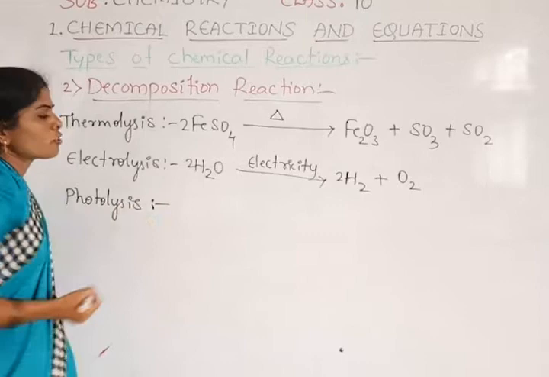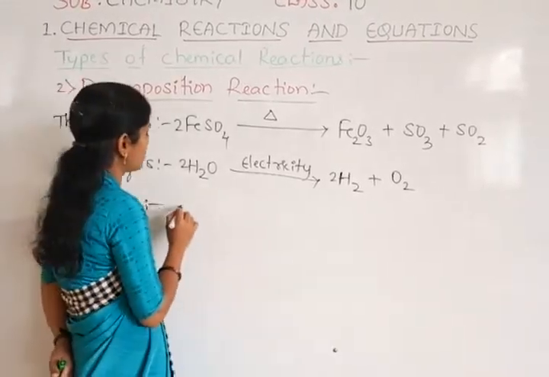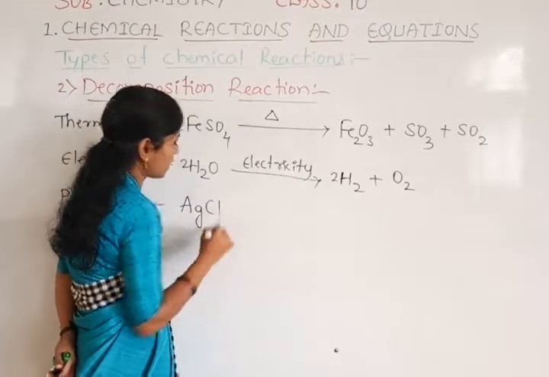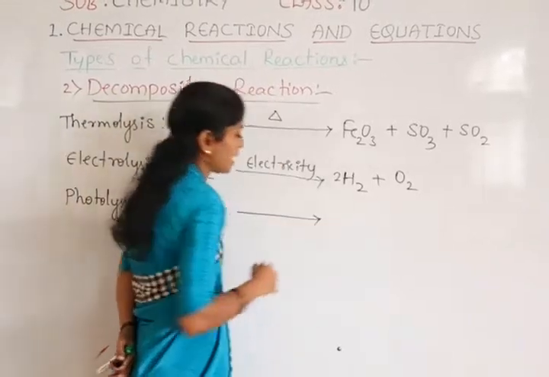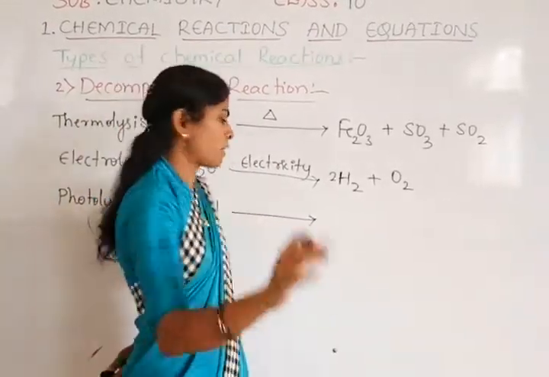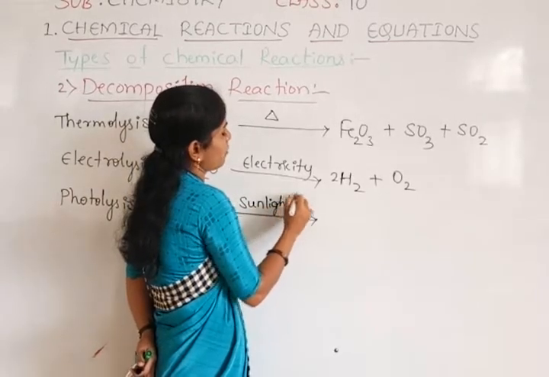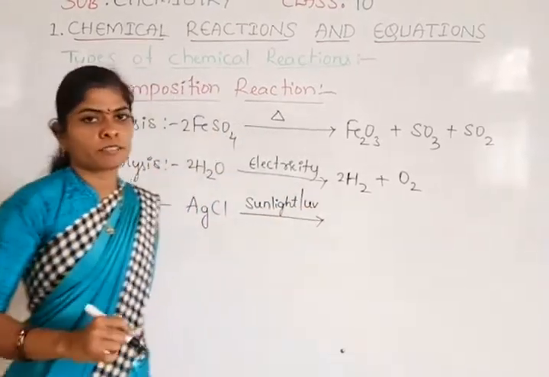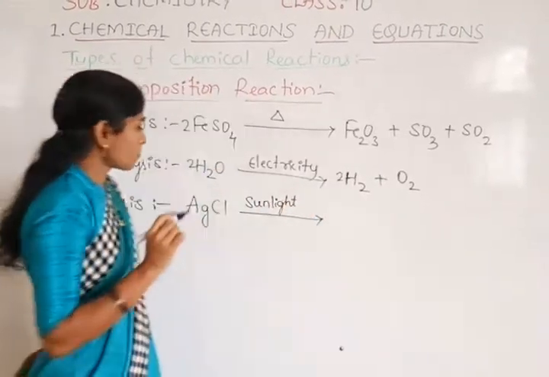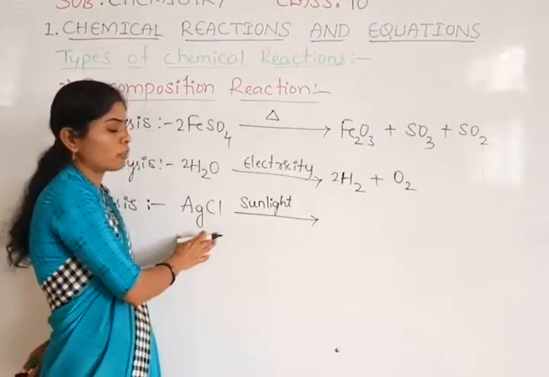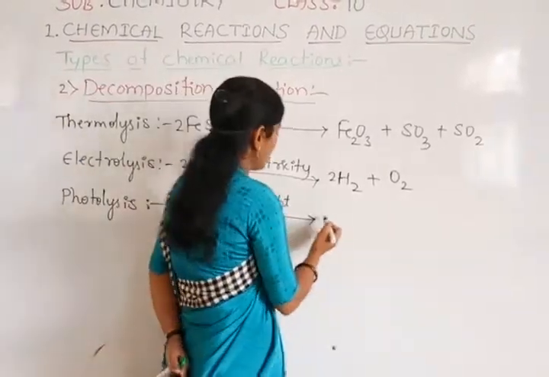Photolysis. Photolysis means by using the sunlight. So if we take the breakdown of AgCl, that is silver chloride, when we expose the silver chloride to sunlight, or sometimes we can also mention it as UV. UV also means the sunlight. So when the silver chloride is exposed to the sunlight, what happened here?